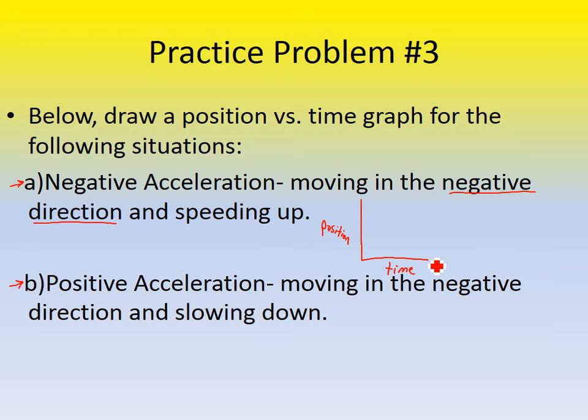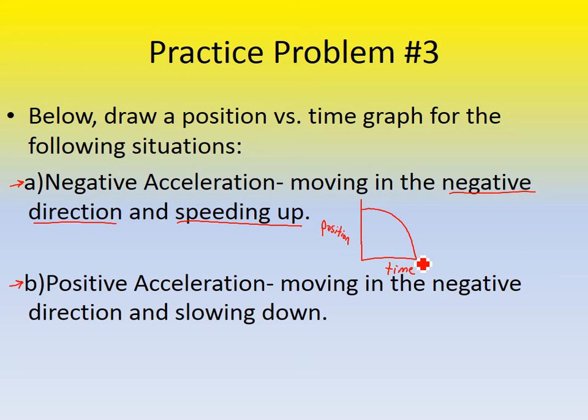Now, it's speeding up. How do we show speeding up? Got to think about this. How do we show speeding up? Well, okay. So think about the slope at the beginning. Is there going to be much slope at the beginning? No, because we're going kind of slow, and then we're speeding up. So then the slope gets more dramatic.